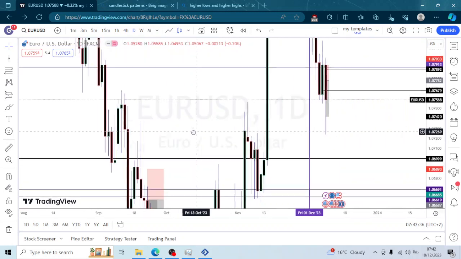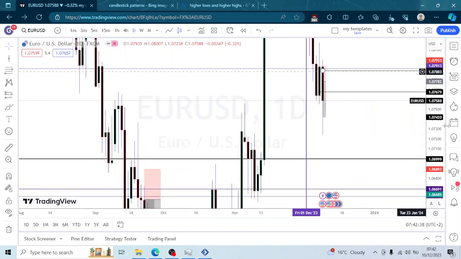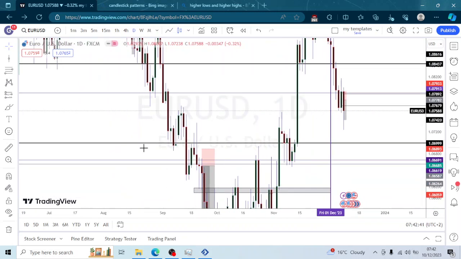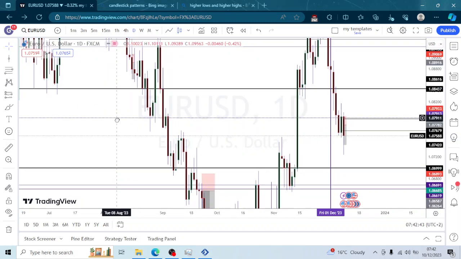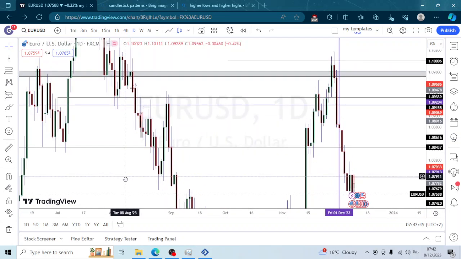I'm already tired, but anyway, let's see. I think I'm going to do another one on candlesticks as well.